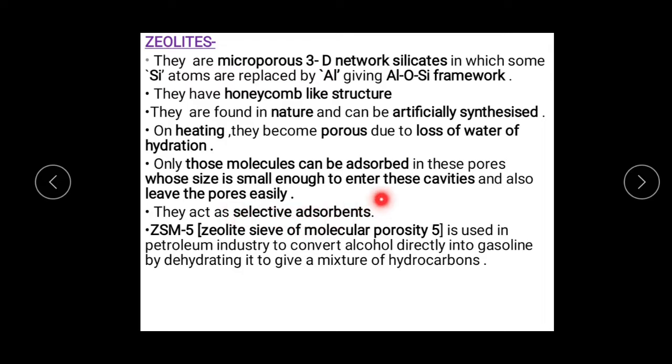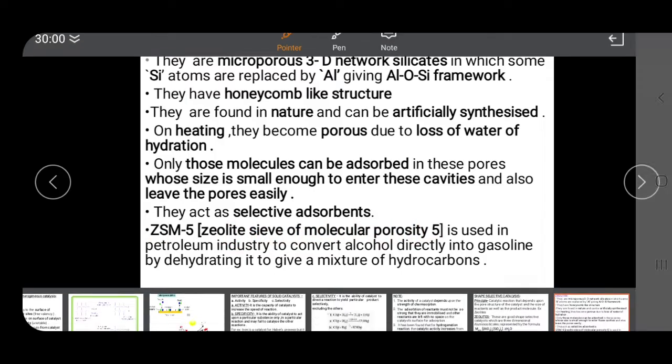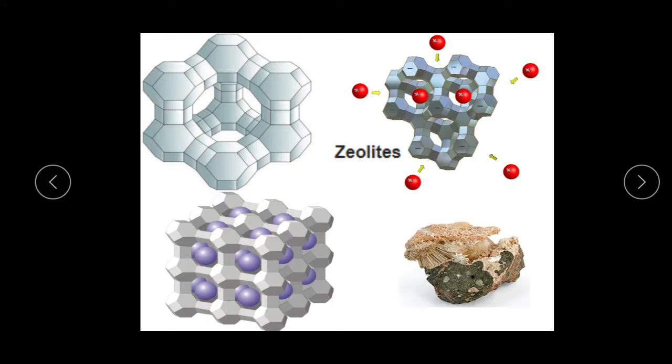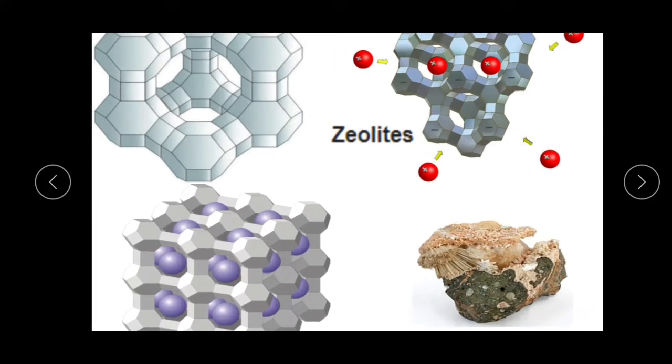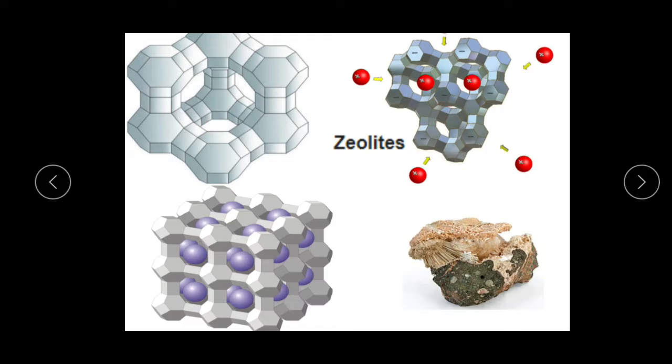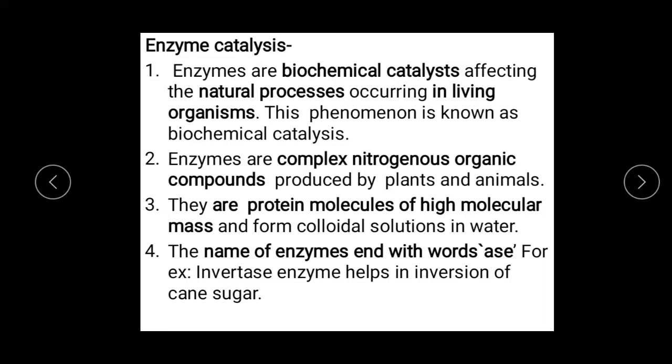And selective, you know the meaning of selective, and one of the examples is ZSM-5, that is zeolite sieve of molecular porosity 5. Z for zeolite, S for sieve, M for molecular porosity, and 5 is the dimension of the pore, and it is used to convert alcohol directly into gasoline by dehydrating. Here you have the picture of zeolites. Here you can see the pore structure and the substance entering and leaving the pores.